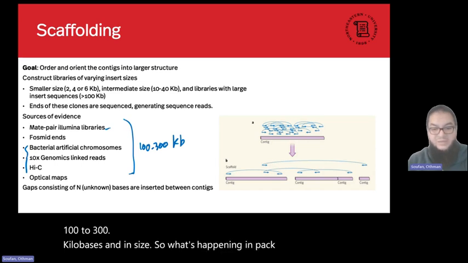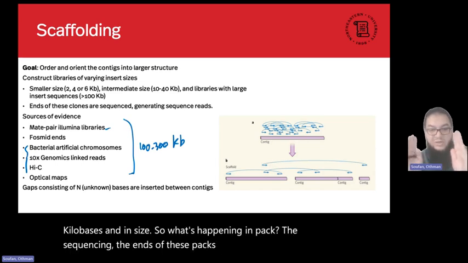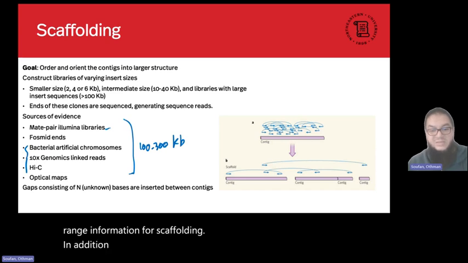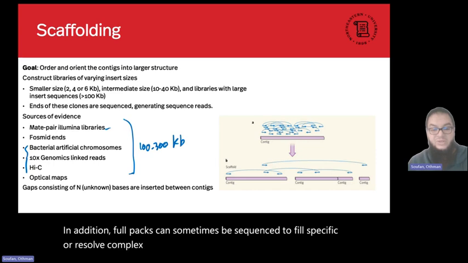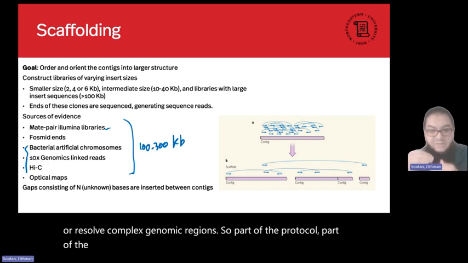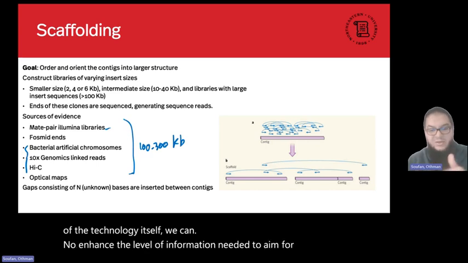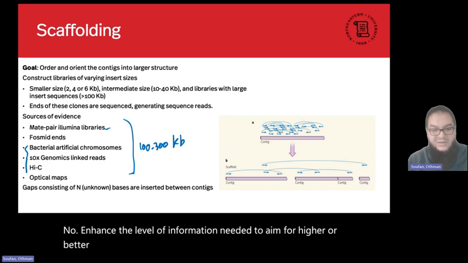Sequencing the ends of these PACs, both ends provide long-range information for scaffolding. In addition, full PACs can sometimes be sequenced to fill specific gaps or resolve complex genomic regions. So part of the protocol, part of the technology itself, we can enhance the level of information needed to aim for better gap filling.